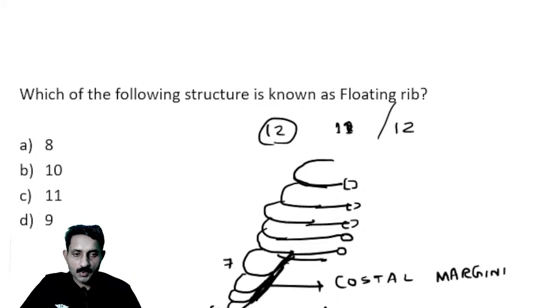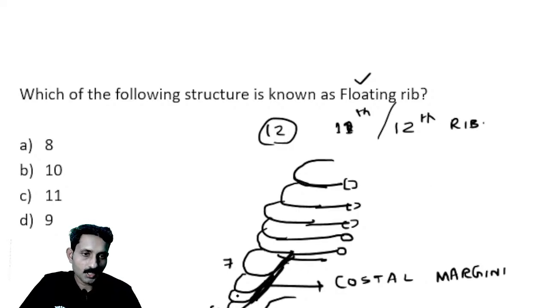After this, there is no space. So what will the 11th and 12th rib be? They will just float here. They will not be related directly to any structure of the thoracic cage. So they will be floating at the back only. They will not come to the front at all. So that rib is called floating. What are the floating ribs? The 11th rib and 12th rib are called floating ribs.